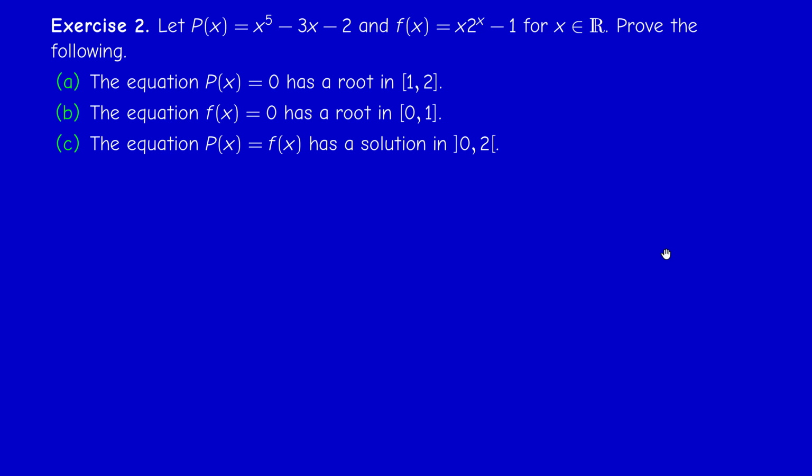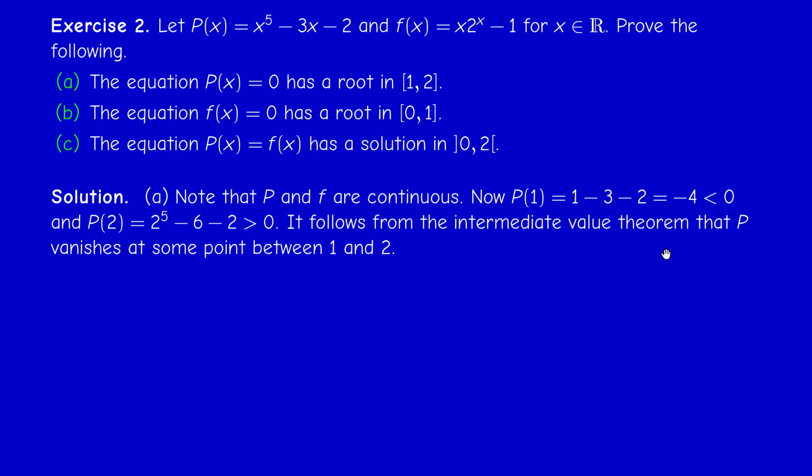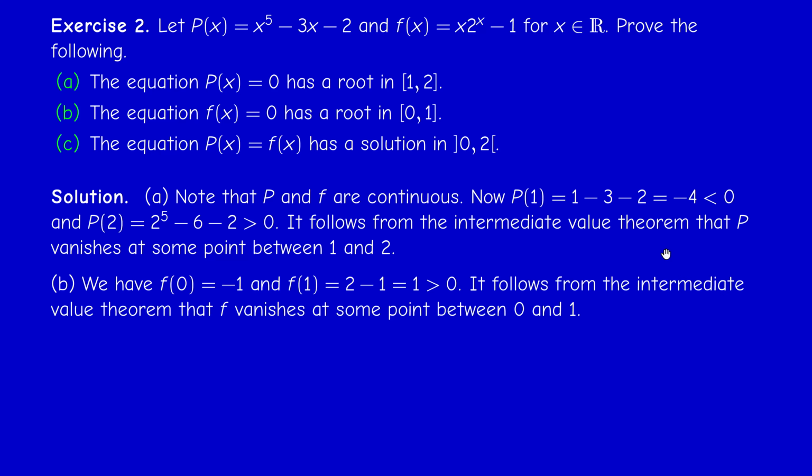Next exercise, also about the intermediate value theorem. So we have a polynomial, x^5 minus 3x minus 2, and we want to show that it has a root between 1 and 2. So evaluate p at 1. Both are continuous, actually, p and f. So p(1) is negative and p(2) is positive. Therefore, there's a root. For f, we have f(0) negative and f(1) positive. So once again, we can apply the intermediate value theorem because f is continuous.